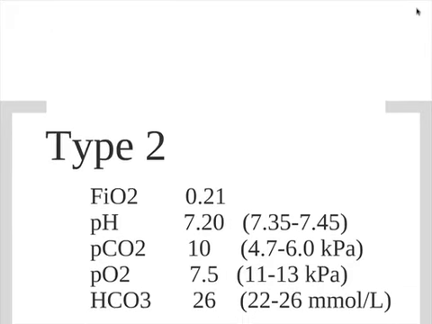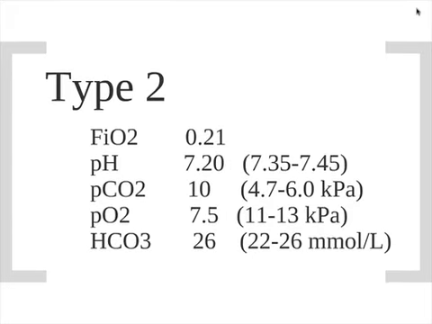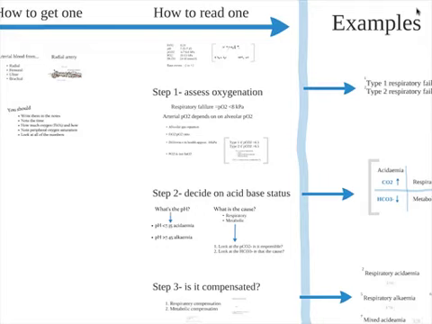Okay, let's look at type 2. So first of all, they're breathing air. Let's look at the PO2, that's 7.5. So it's low, same as we had before, but this time we've got a PCO2 of 10, which is high because it's above 6. So therefore that's a type 2 respiratory failure. So their CO2 is raised as well. That's it. So that's oxygenation done. So we can stratify them into a type 1 or type 2 respiratory failure.